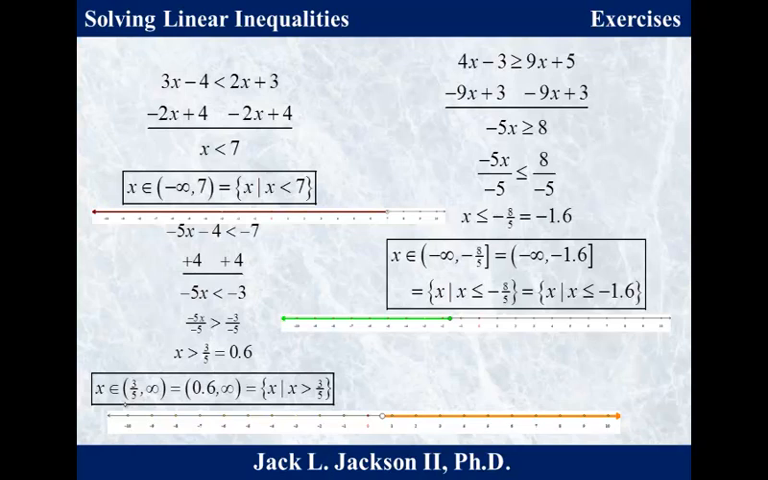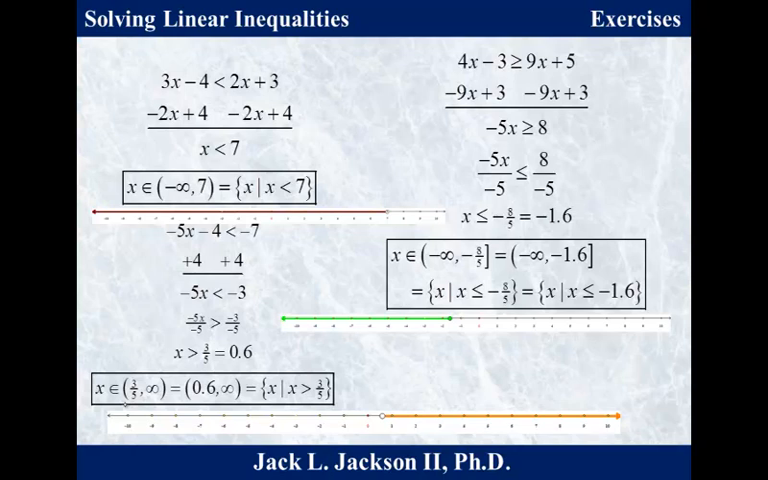4x minus 3 is greater than or equal to 9x plus 5. So here I'm going to subtract 9x from both sides and add 3 to both sides. Notice that eliminates the x term on the right and the constant term on the left. So that gives me negative 5x on the left, greater than or equal to 8 on the right. Now I need to divide both sides by negative 5 to get the x by itself. When I do this, I reverse the inequality because I'm dividing by negative 5. Then I'm just simplifying the left and right side. The left side simplifies to just x. The right side simplifies to negative 8/5 or negative 1.6 in decimal form.